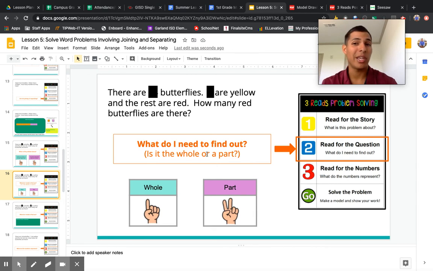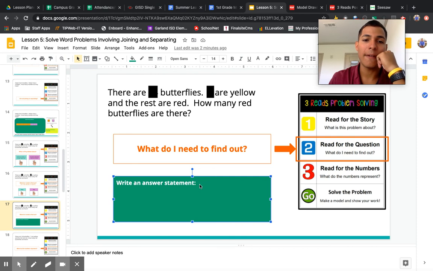I'm going to give us a quick hint. It says there are blank butterflies. Blank are red, blank are yellow, and the rest are red. So it looks like it's going to give us the total number of butterflies and then how many are yellow. So the total number would be our whole, yellow would be a part, so red would be another part, right? So we're missing a part. This is what we're trying to find out.